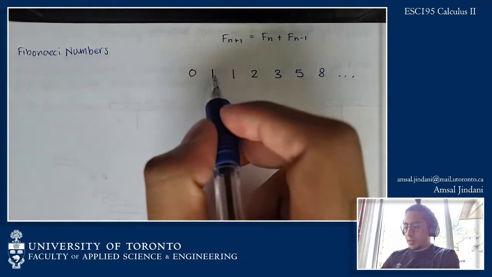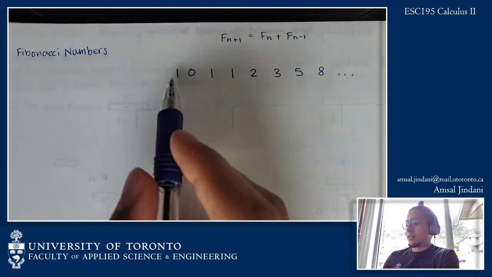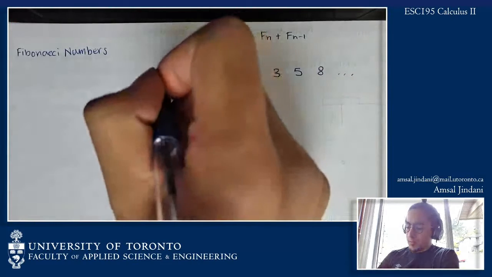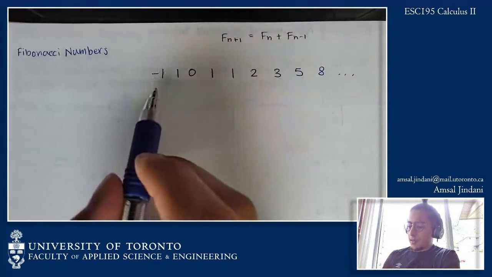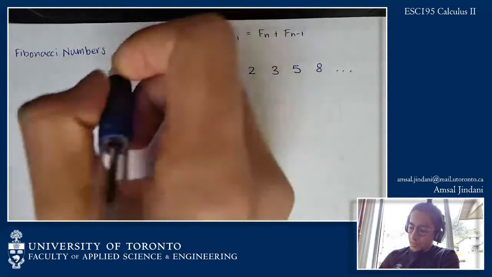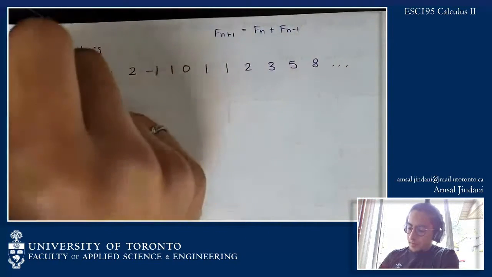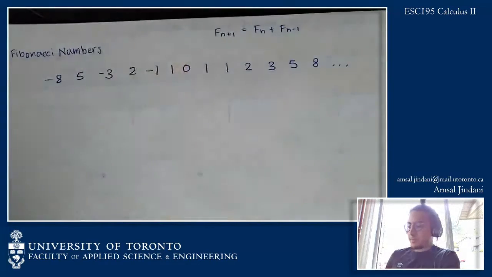So what number plus 0 gives me 1? Well, 1 plus 0 gives me 1. And then what number plus 1 gives me 0? And that's negative 1. And then what plus negative 1 gives me 1? That's 2. You get negative 3, 5, negative 8.